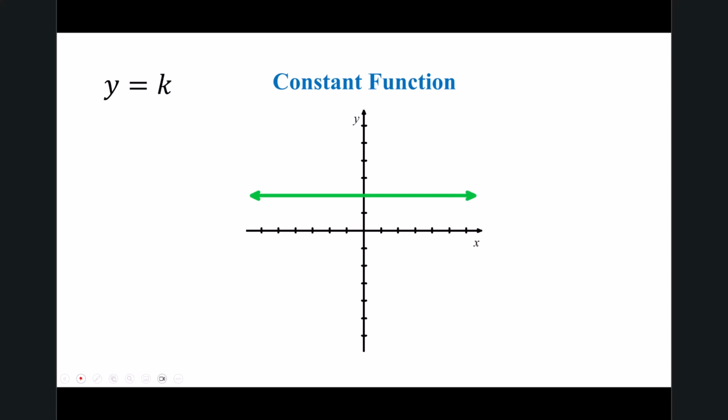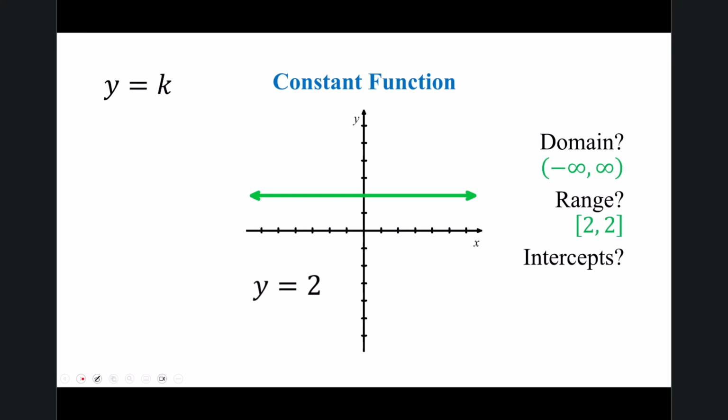So for this one here, I have a graph. A constant function is just going to be a horizontal line. This one is y equals 2, but 2 could be any constant here. Our domain of this function, what is the domain? If I look at the arrows that go right and left, it's showing that the domain is all real numbers, -∞ to infinity. The range is just the number 2. And the intercepts, just one intercept, it is the point 0, 2.